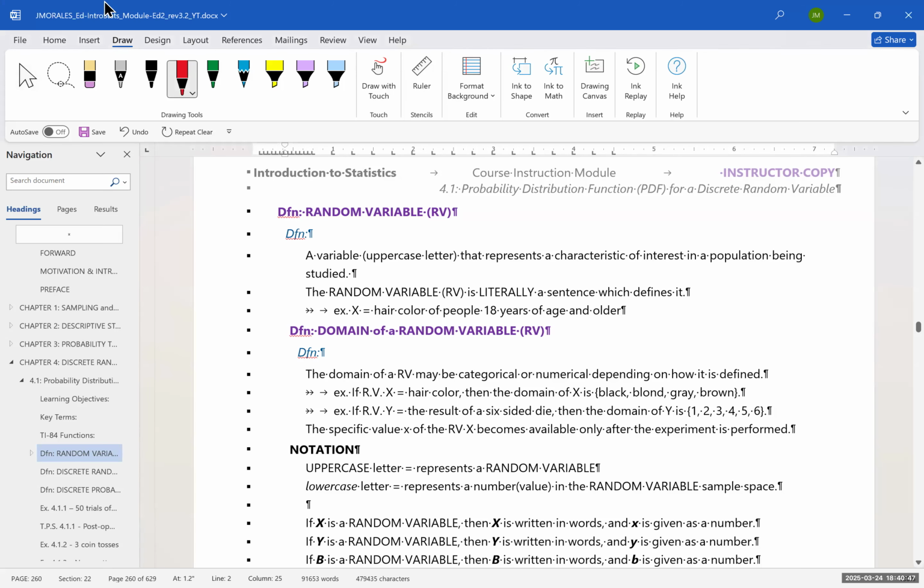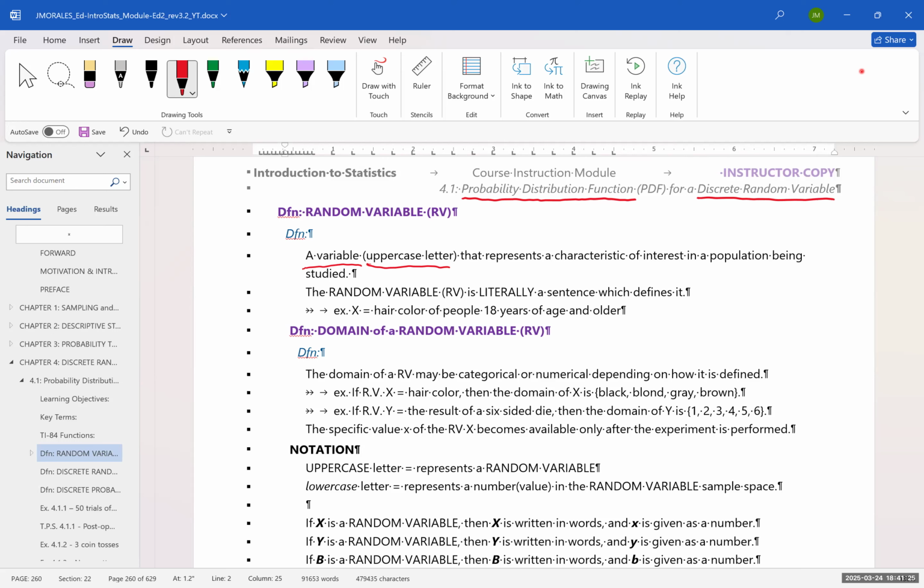All right. So in 4.1 here, we're going to talk about a probability distribution function of a discrete random variable. So first, let's talk about what we mean by a discrete random variable. So again, a random variable is a variable, typically an uppercase letter, that represents a characteristic of interest in a population being studied. So the random variable is literally a sentence which defines it.